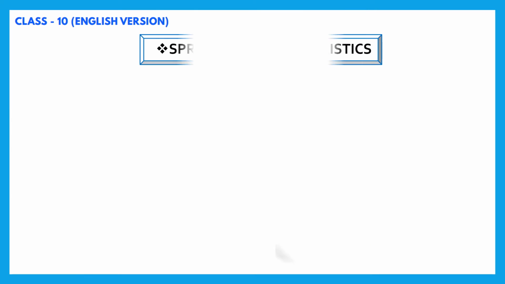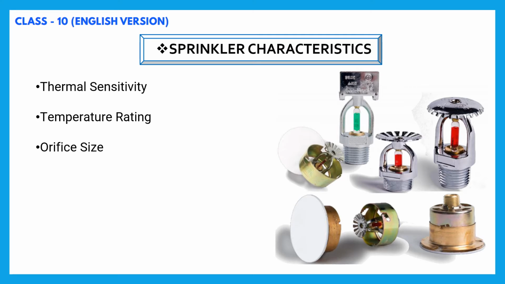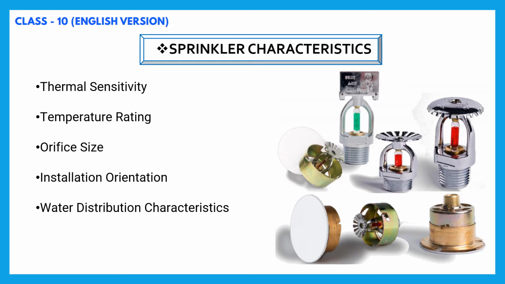Let's look at sprinkler characteristics. We have number 1 thermal sensitivity, number 2 temperature rating, number 3 orifice size, number 4 installation orientation, number 5 water distribution characteristics, and number 6 special service conditions. We shall go through these characteristics in our next slide.